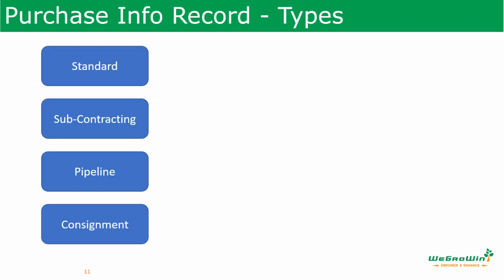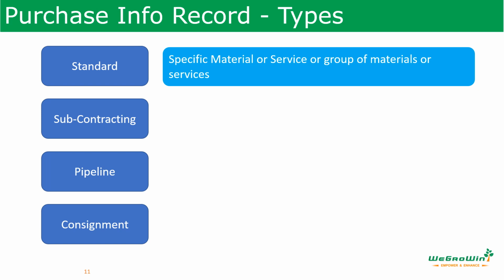Now let us come to the purchase info record. So there are four types of purchasing info records: standard purchasing info record, subcontracting purchasing info record, pipeline purchasing info record, and consignment purchasing info record. Standard purchasing info record contains information supplied by the vendor for a specific material or group of materials.